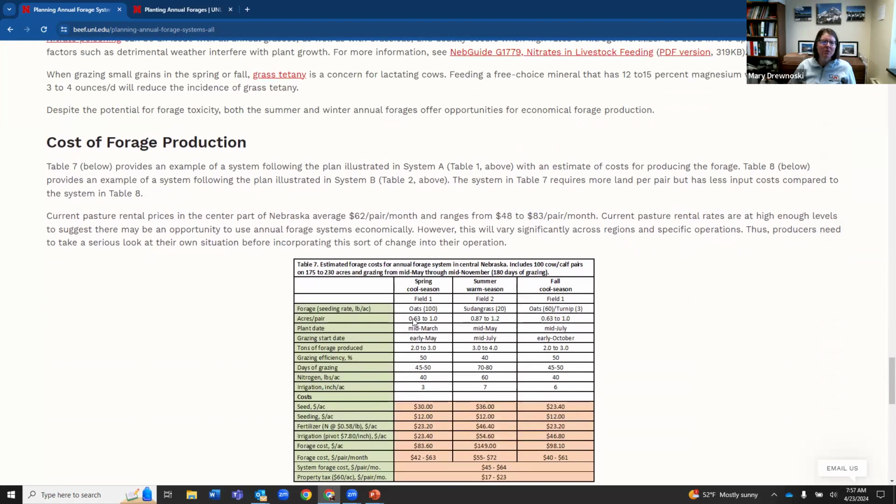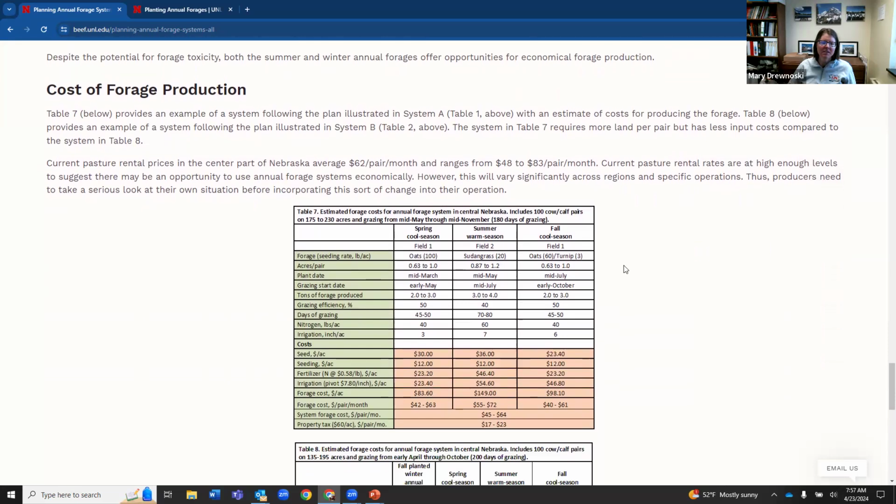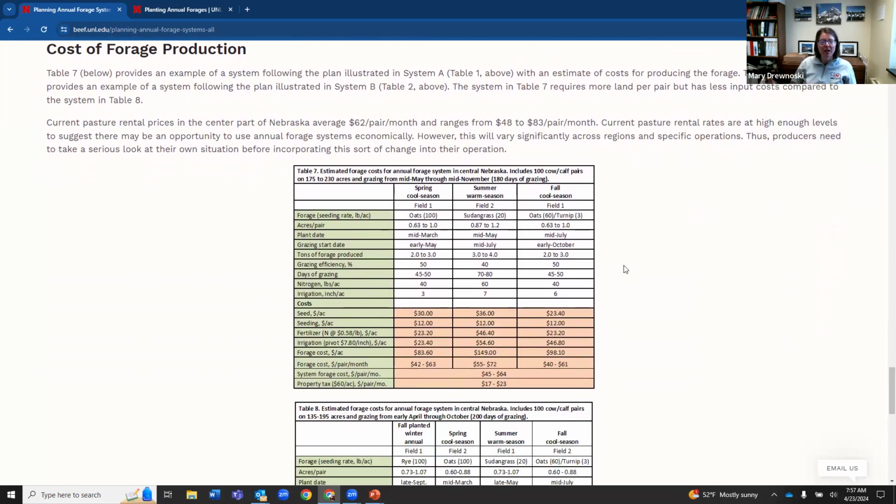And then we did do some cost of forage production. Now, again, this is a bit dated, but what I think is useful about it is that it gives you some guidance of how you might think about calculating it for yourself using your own numbers.